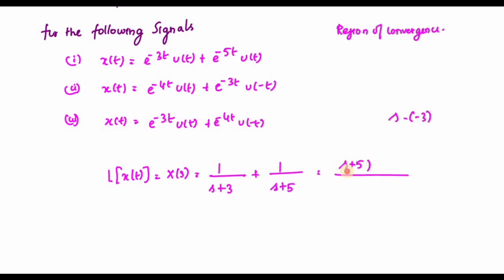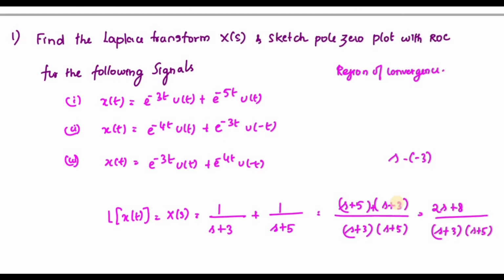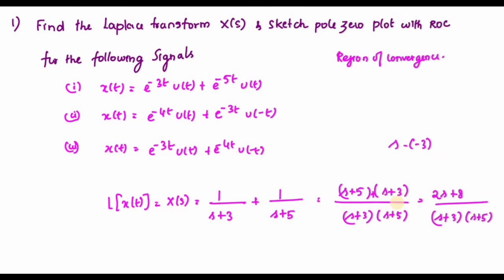If I cross multiply this, we will get s plus 5 plus s plus 3, divided by s plus 3 into s plus 5. So if I solve, I will get 2s plus 8 divided by s plus 3 into s plus 5. So this is my Laplace transform X(s) value.